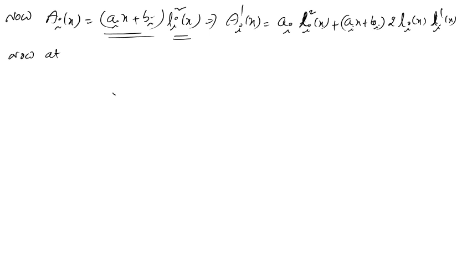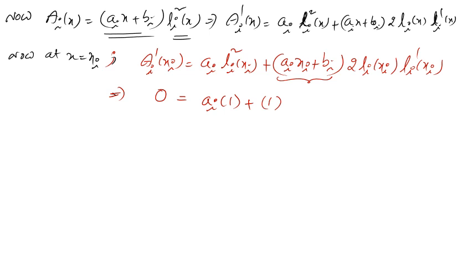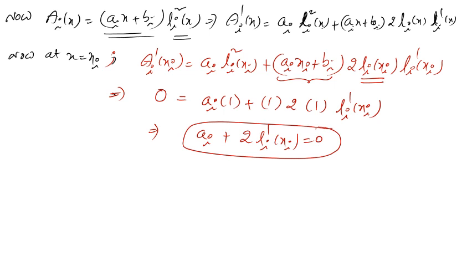Now at x equal to xi, what does this become? ai dash of xi equal to a into li of xi square plus ai xi plus bi into 2 li of xi li dash of xi, right? What is this value? This is a dash, a derivative is always 0, and ai, this value is 1, and ai plus bi, from the previous substitution, this value 1 into 2 li of xi, value 1, and li dash of xi as it is. Therefore, ai plus 2 li dash of xi equal to 0. This is another expression, right?